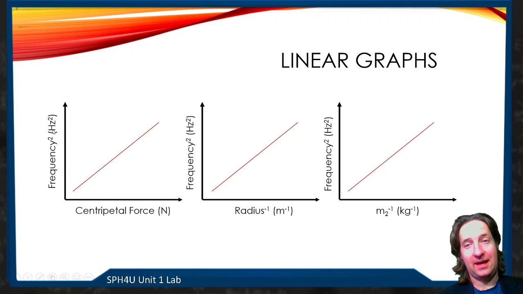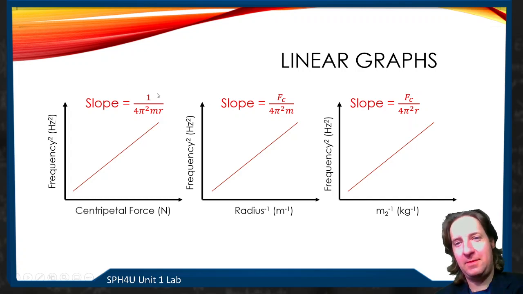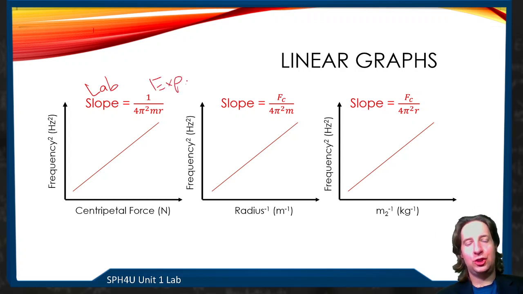And you're going to get lab values for these slopes. You're going to get slopes, and they should be equal to this. This is going to be my lab value, and this is my expected value. Okay, and we want to show that these are the same or off by a certain amount.